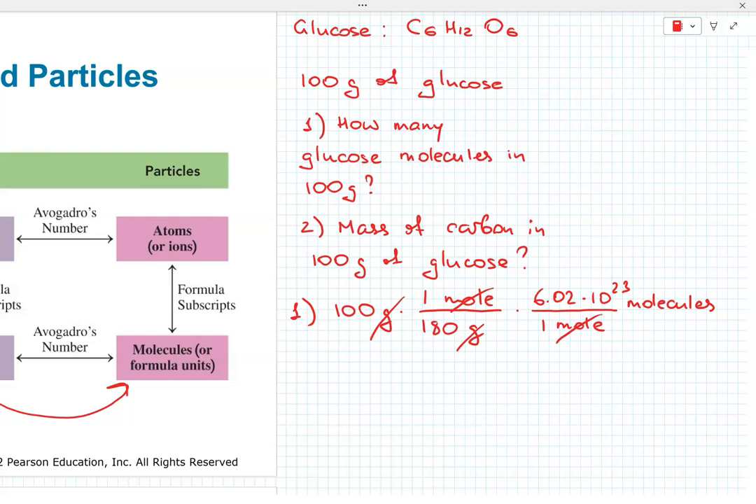Does that make sense? Questions so far? I need to answer the second question: what is the mass of carbon, just carbon atoms, in 100 grams of glucose? Okay?